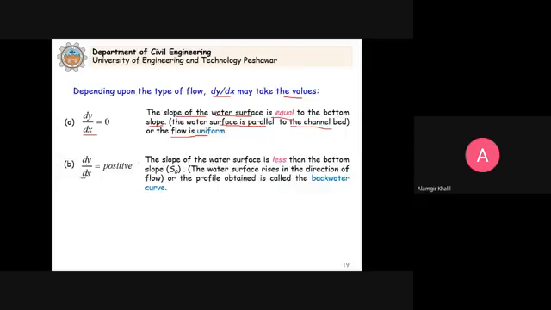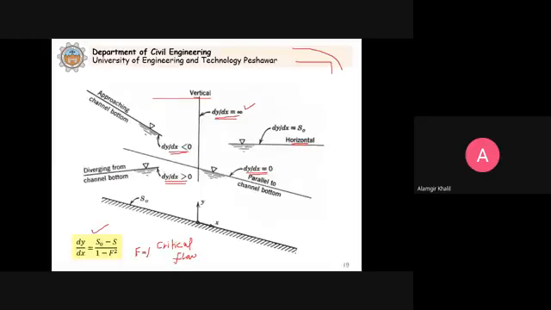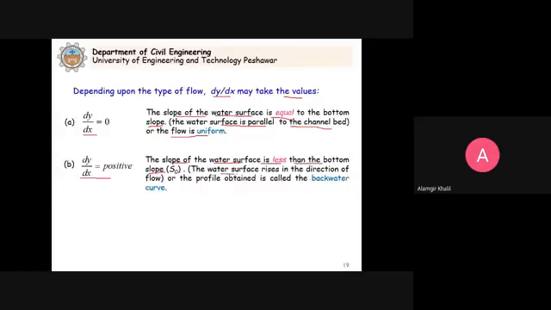When dy by dx is positive, whatever the value, remember in this case we are not discussing how much, just qualitatively. So the slope of the water surface is less than the bottom slope S0, that's why it is plus. Clear? You see here S is less than S0, that's why you get the plus sign. It is possible. Okay, the water surface rises in the direction of flow, and the profile obtained is called the backwater curve, as I showed you before for the dam.